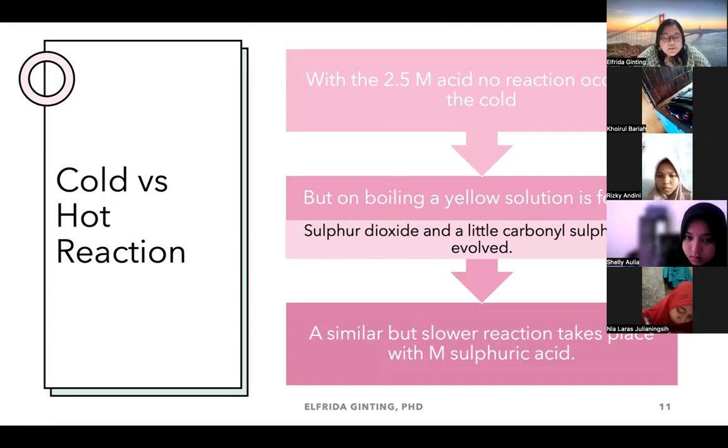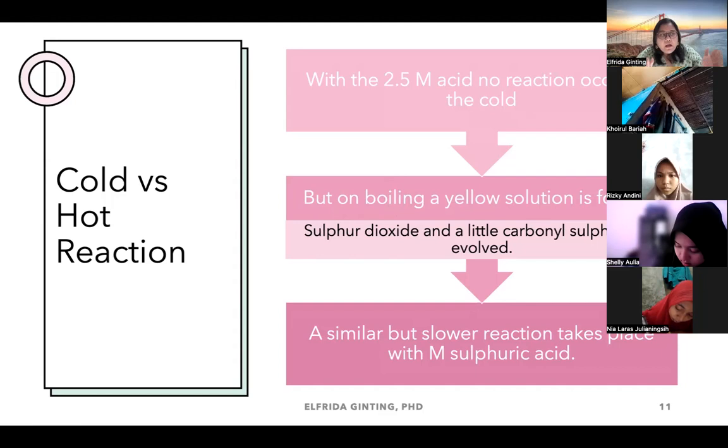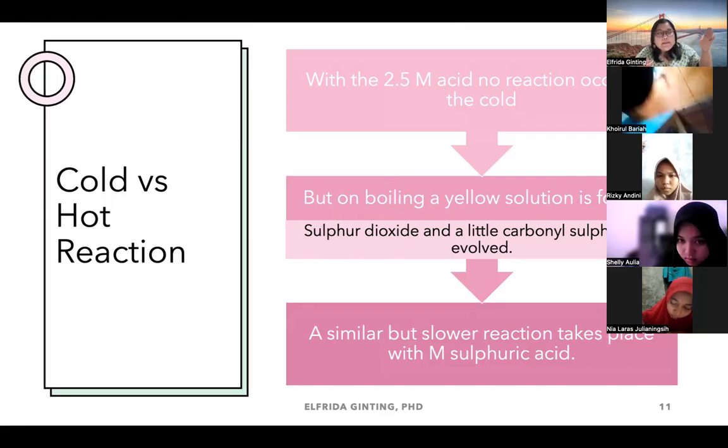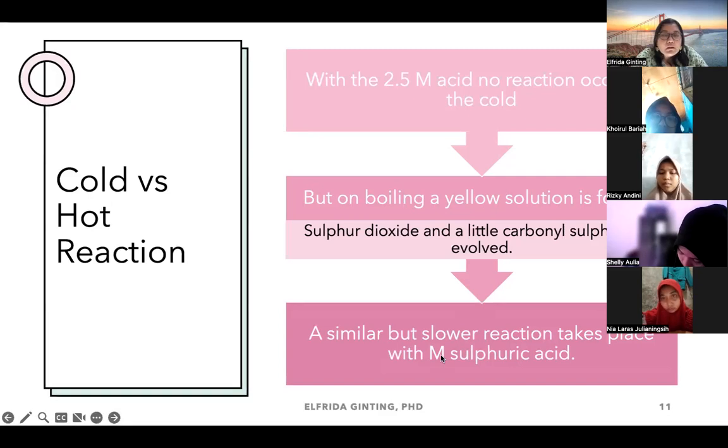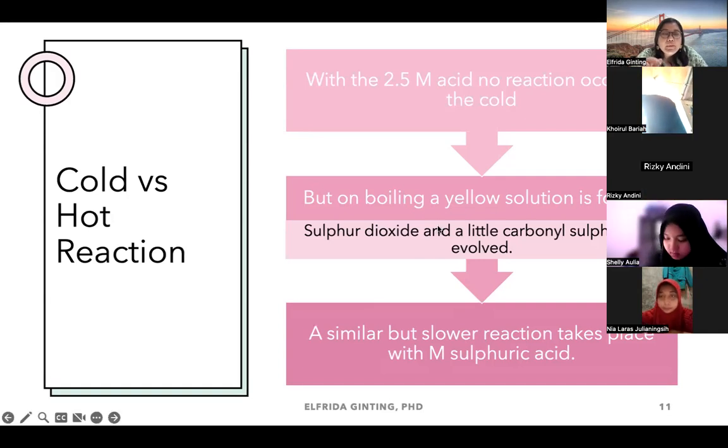Okay. Now, this is why I said using different concentrations of sulfuric acid will give you different phenomena. If you use maybe 1 molar sulfuric acid, then this reaction will be slower.